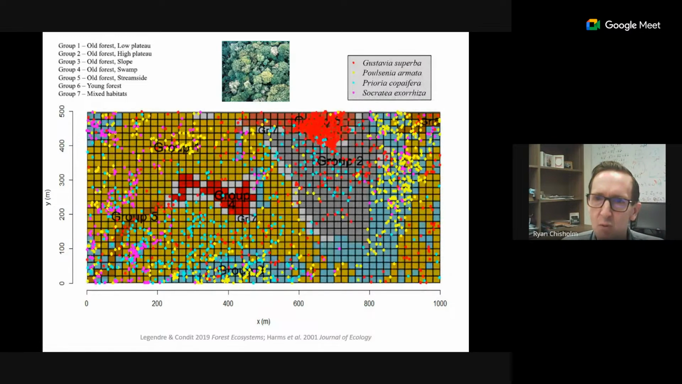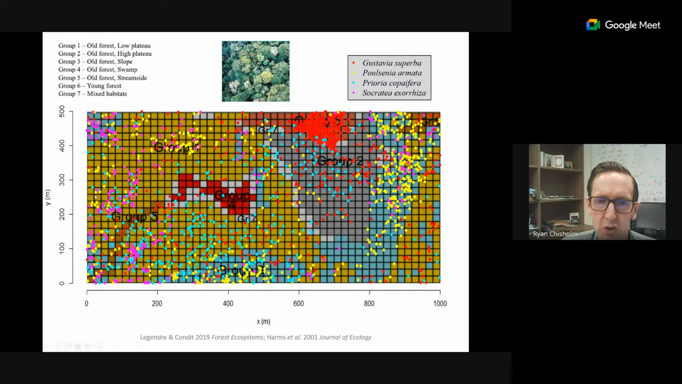And this is the distribution of 4 of the species in the plot. There's 300 of them, but I'm just showing 4 here. Immediately, you can see some patterns. This species, Gustavia superba, prefers this young forest area up here, but it does still occur in other places. This magenta species, Socratia exoriza, prefers the old forest in the low plateau, but it's more clustered towards the left of the plot. So you can see the clustering and niche associations here.